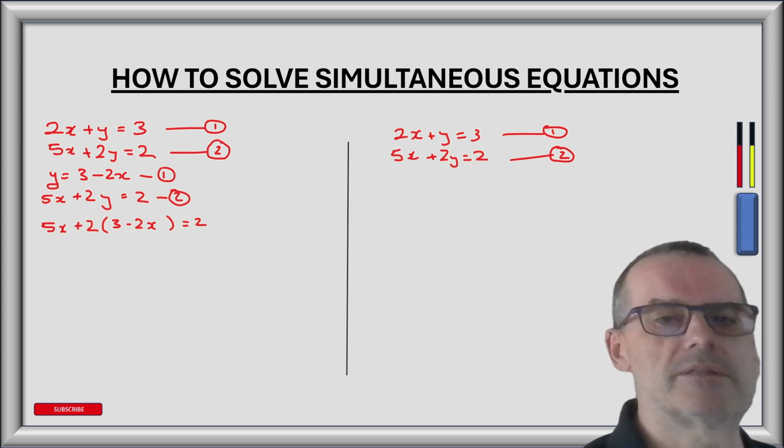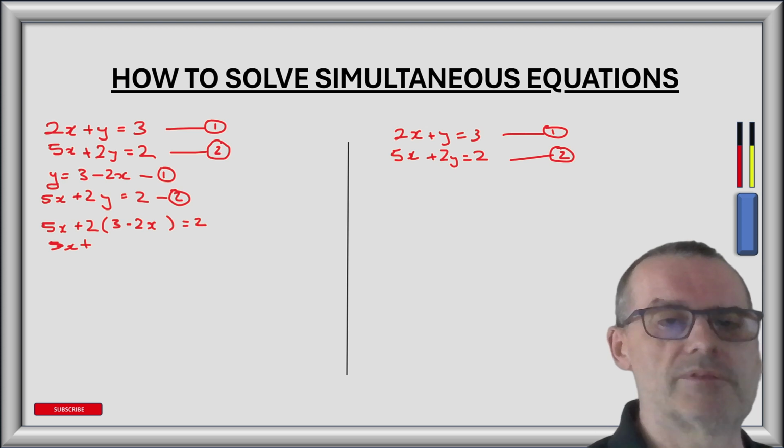So now we need to just solve this equation for x, as we only have one variable. So let's simplify it first. We have 5x plus, if we work out this bracket, 2 times 3, which is 6, and minus 2x times 2, that gives minus 4x, equal to 2. If we add up the x values, 5x minus 4x gives x.